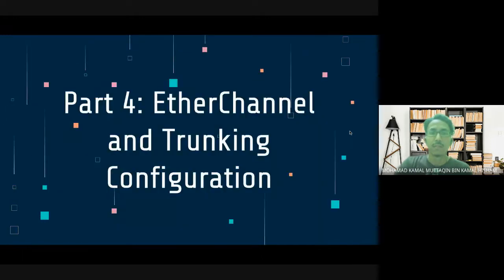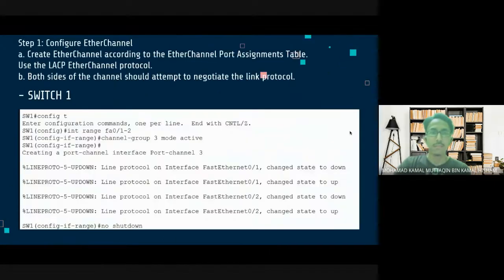So part 4, EtherChannel and trunking configuration. Step 1, configure EtherChannel. A, create EtherChannels according to the EtherChannel port assignment table. Use the LACP EtherChannel protocol. And B, both sides of this channel should attempt to negotiate the link protocol. That means we must repeat the process on all switches.